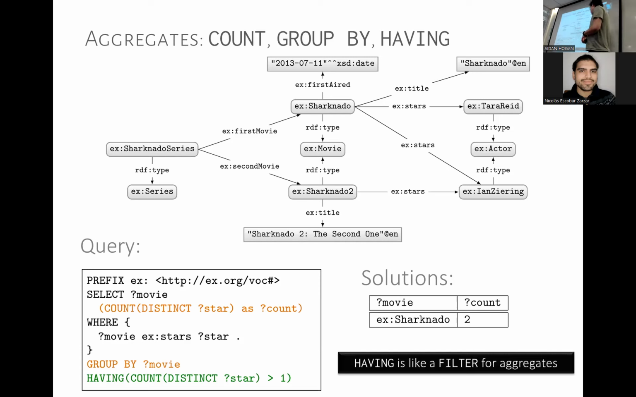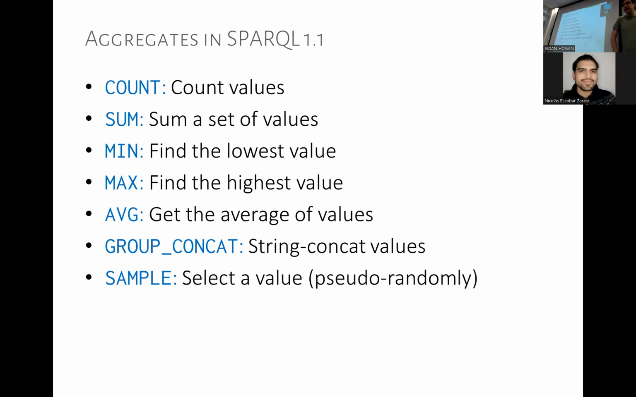So this feature is not so widely used because people tend to forget about it and they just use a subquery, which is also fine. But we have the option for having as well in SPARQL 1.1. Forgotten in SQL as well sometimes. So these are the aggregates we have in SPARQL 1.1. We have count, sum, min, max, average, group_concat to concatenate a bunch of strings together. And we have sample to just take one value out of each group.